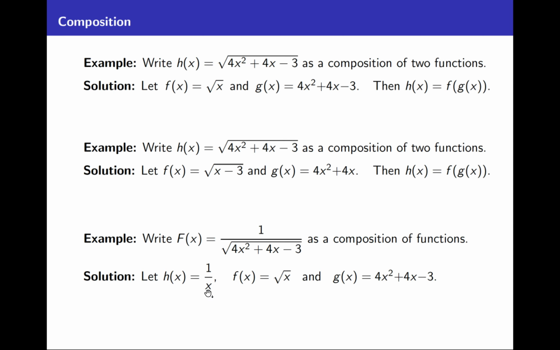let's let little h of x be 1 over x, because we've got a reciprocal going on here. f of x is the square root of x, and g of x is the polynomial 4x squared plus 4x minus 3. I think you can convince yourself that big F of x is h composed with f composed with g of x. It's h of f of g of x. f of g of x would be this expression, and then we're reciprocating that by taking h of it. h is whatever gets plugged in, you take its reciprocal.